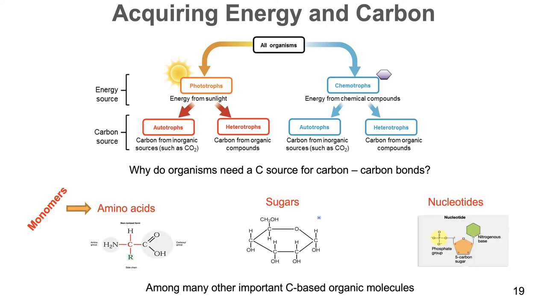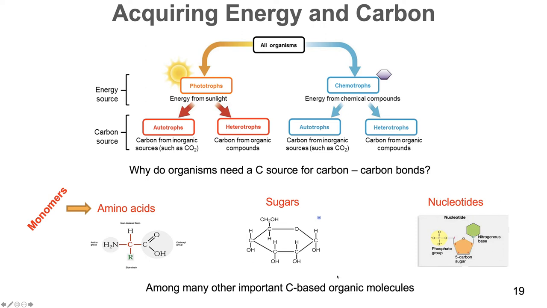All right, so if you see, they need a carbon source to make carbon-carbon bonds, to make important carbon-based organic molecules, so things like amino acids, sugars, and nucleotides, these monomers that make up the polymers that are the essential macromolecules that organisms need. So remember, amino acids make proteins, sugars make polysaccharides, and nucleotides make nucleic acids like DNA and RNA.